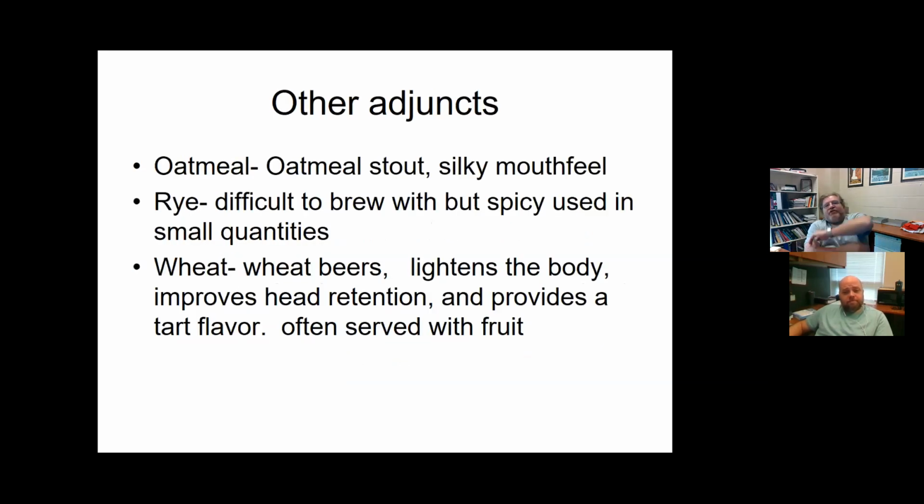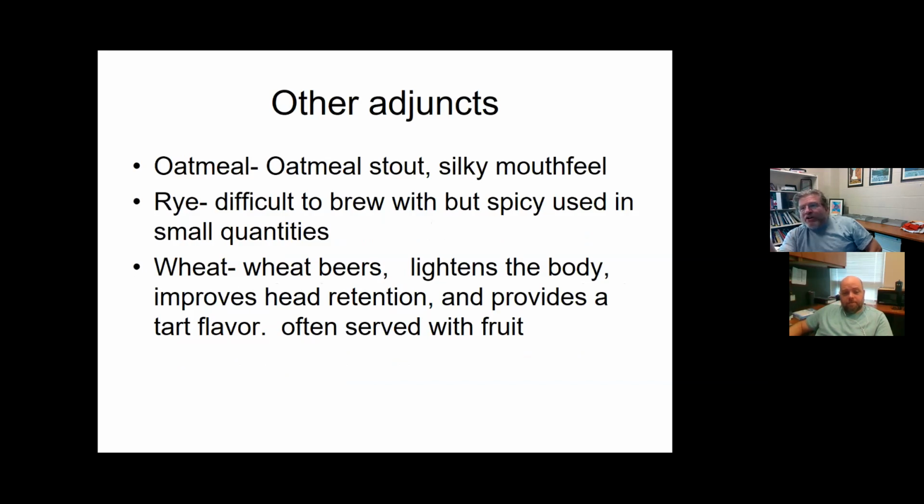Now, there are other adjuncts that can be added. Like often with an oatmeal stout, you can add oatmeal. It makes it smooth or silky in the mouth. You can add rye, which adds that sort of anise flavor of spiciness. Not a huge fan, I'm not going to lie. You can add wheat to it, which tends to make it a lighter beer that's slightly tart.